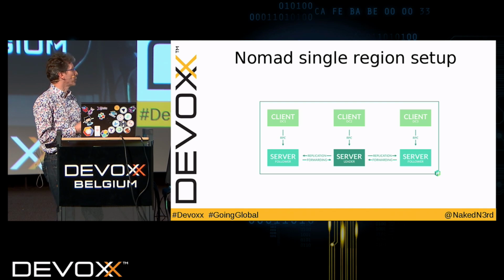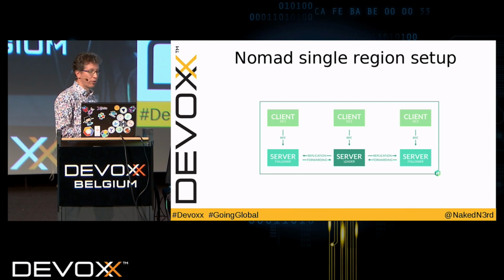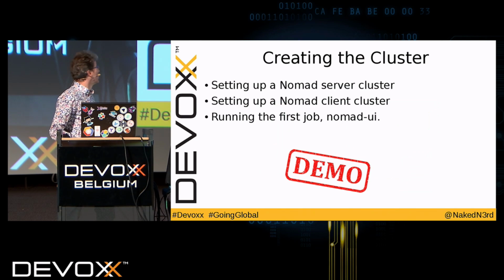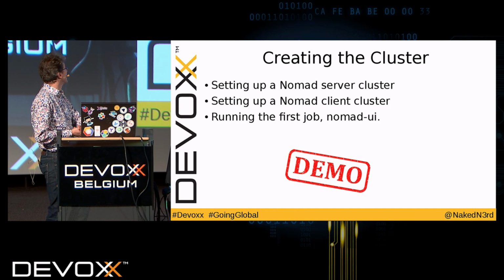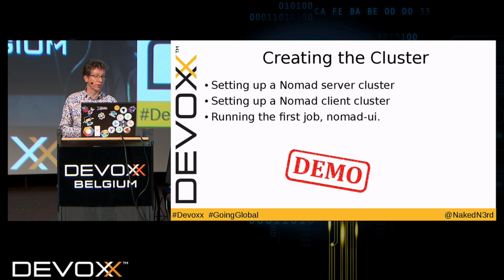So this is what we're going to build right now, to be able to deploy stuff on our cluster. So our goals are this: setting up the server cluster, setting up the client cluster, and start our first job, which would be a UI for Nomad, because it doesn't have one built in. So I think it's cool to provision your own user interface by yourself.